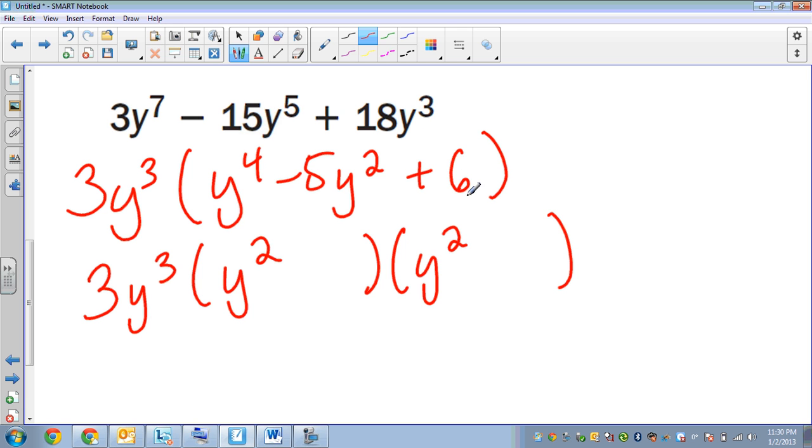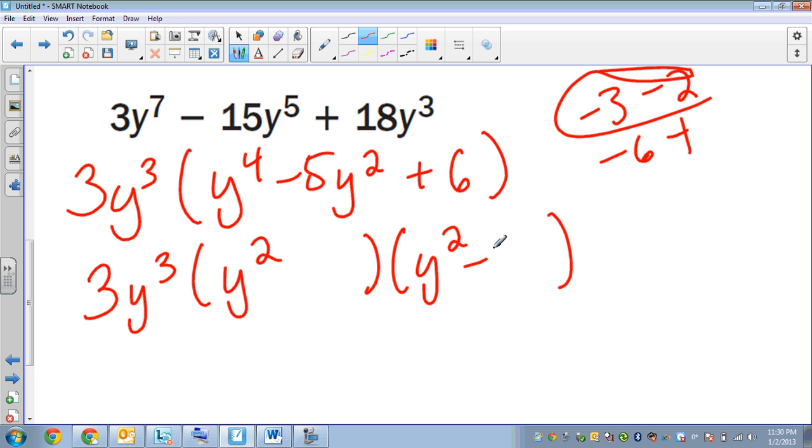We want two numbers that multiply to be plus 6, add to be negative 5. So we think to ourselves, two numbers that multiply to be positive 6, add to be negative 5. Negative 3 and negative 2, negative 6 and negative 1. Those are our choices. This adds to negative 7, this adds to negative 5, so these are going to be our fill-ins, negative 3, negative 2.